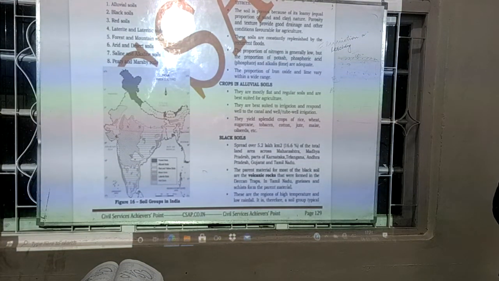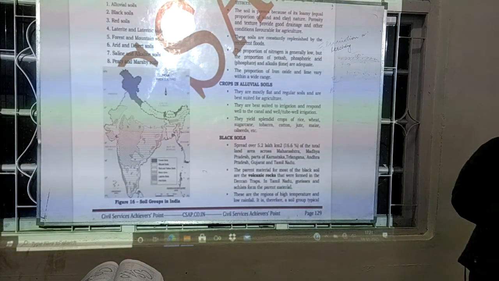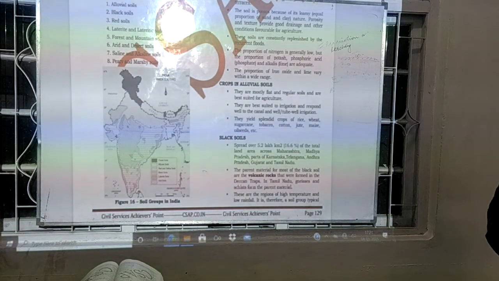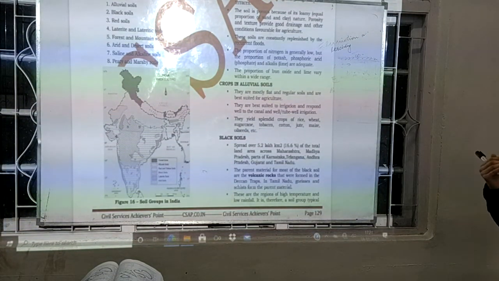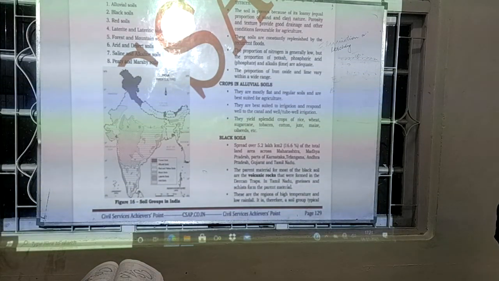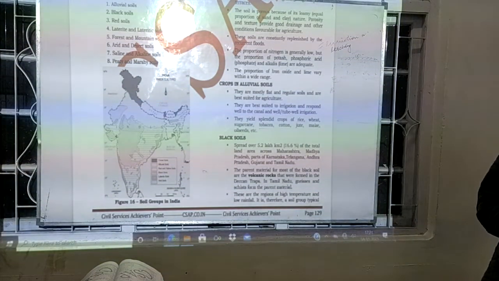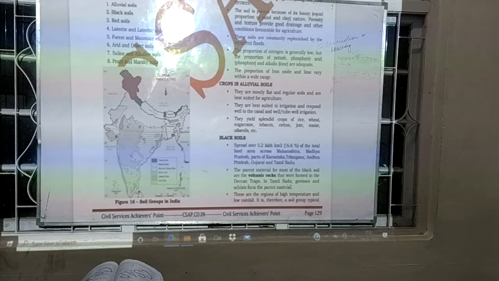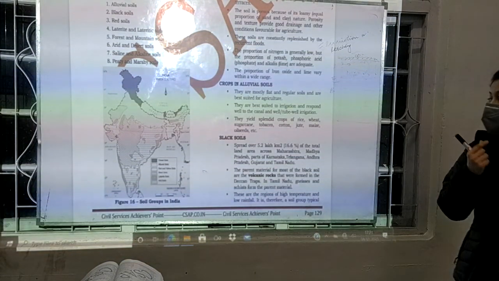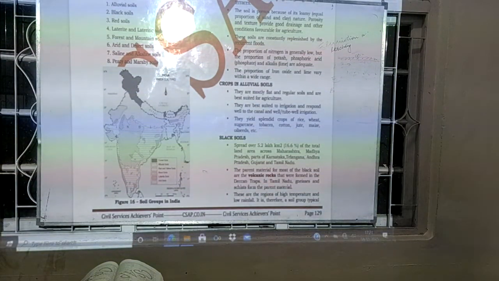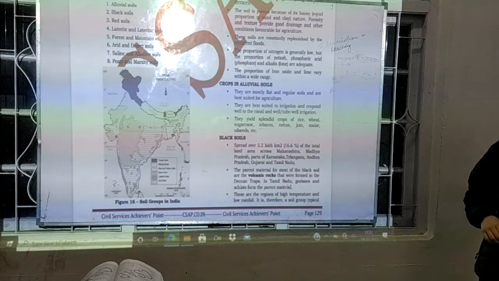The next soil is red soil. Can you just guess? So we already know two to three lines of each of these, and then we'll discuss again. Okay, red soil. Red because of presence of iron. Then any other idea about red soils? Okay, we'll go through again.